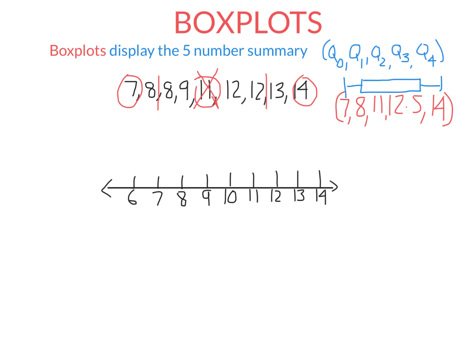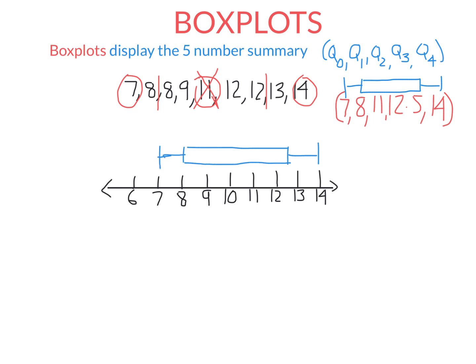So for our data here, we start the box at Q1, 8, and we extend it to Q3, which is 12.5, which is about there. So this is the box part of the box plot. Then we extend a whisker to the maximum, which here was 14, and the minimum, which was 7.